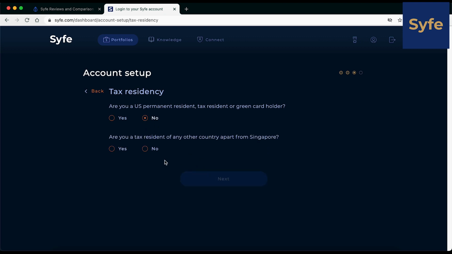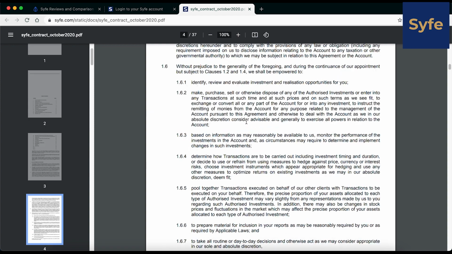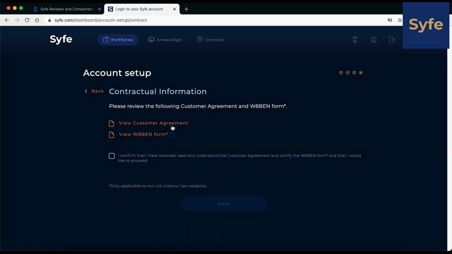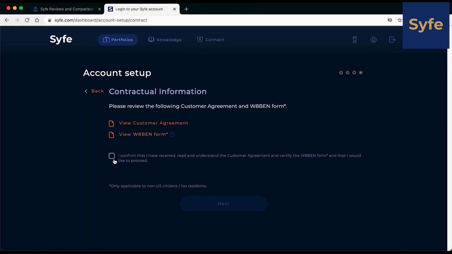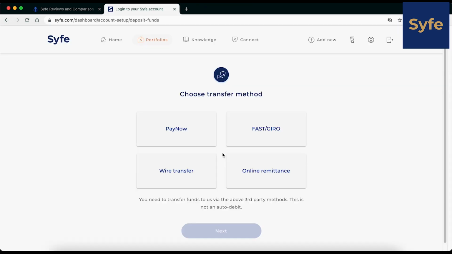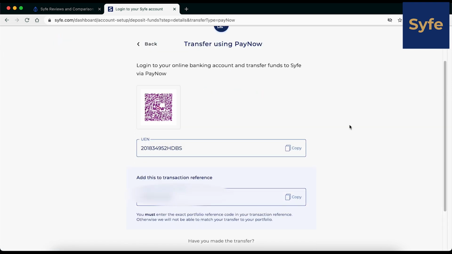And then tax residency. I'm not a tax resident in Singapore. Okay, so you have to review all these US forms lah. Basically you have to read. I've read before already, so I know all this. Alright, so I have actually signed up for the account already. Transfer method, PayNow. Okay, so let me use my PayNow Google Pay to transfer.